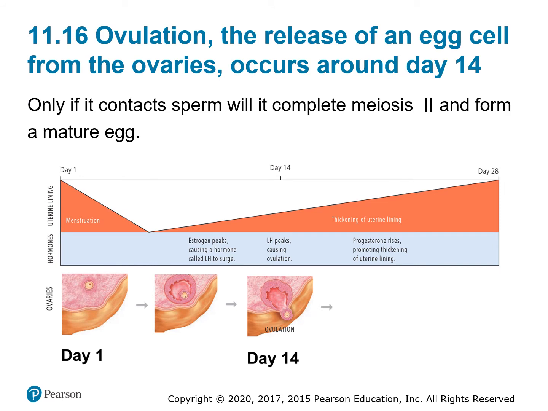So by day 14, ovulation occurs. And remember that before birth, the female child has all the eggs that she will ever have, and they are sort of stalled in meiosis 1. She won't actually have her egg complete meiosis 2 until after the egg is fertilized, when it actually comes in contact with the sperm.